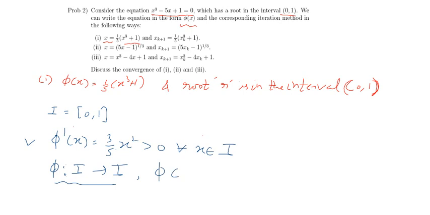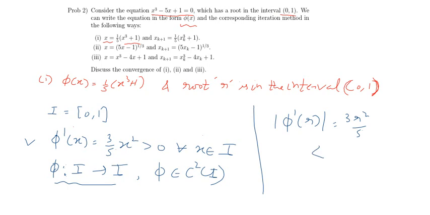Further, phi belongs to C2 of I. What remains is to show the following. Mod of phi dash of R is equal to 3R square by 5, which is certainly less than 3 by 5. Because R lies inside the open interval 0 1, R square is strictly less than 1, so this is strictly less than 3 by 5, which is strictly less than 1. So all the conditions of Picard's theorem are satisfied.